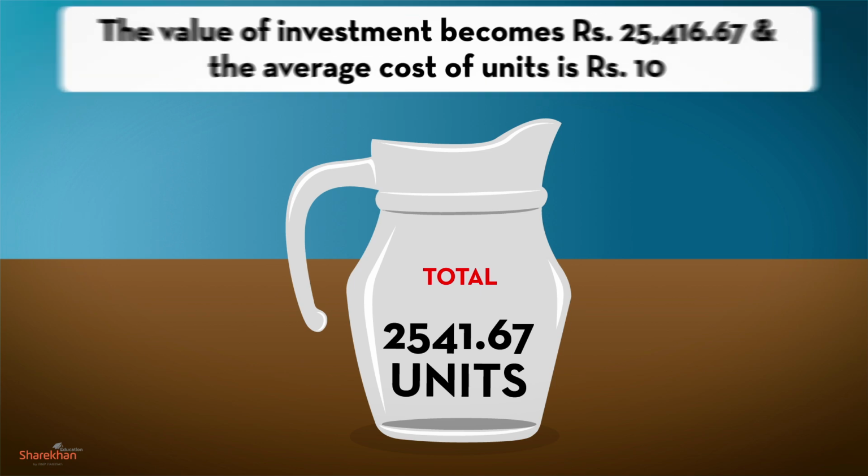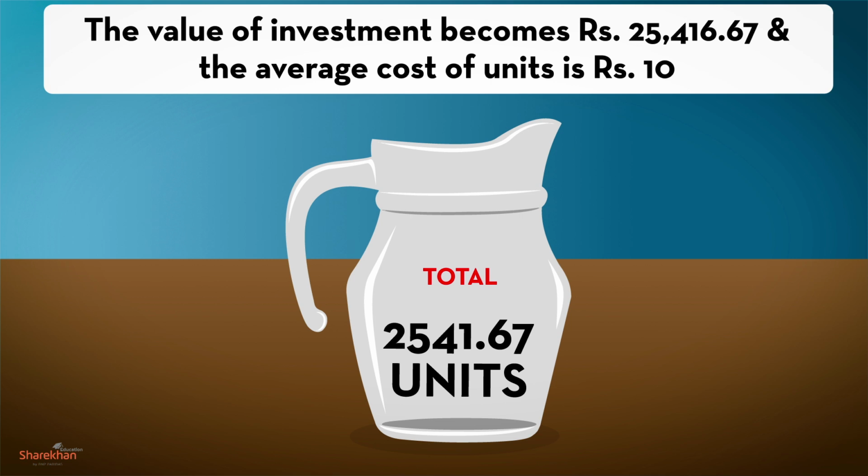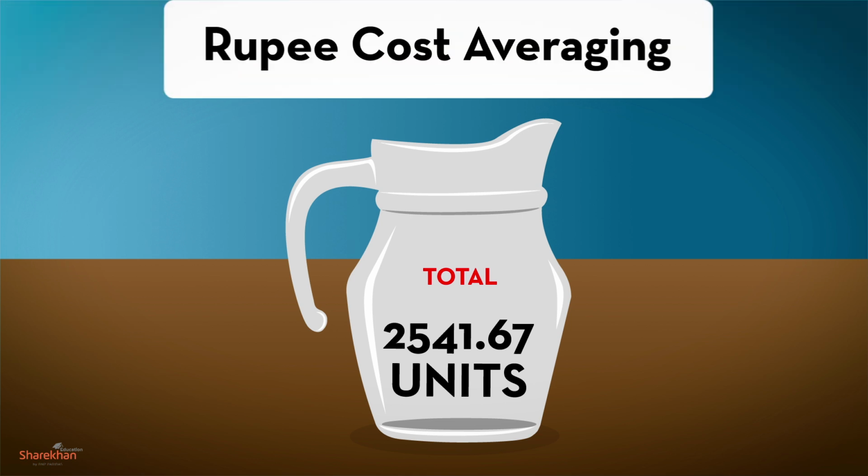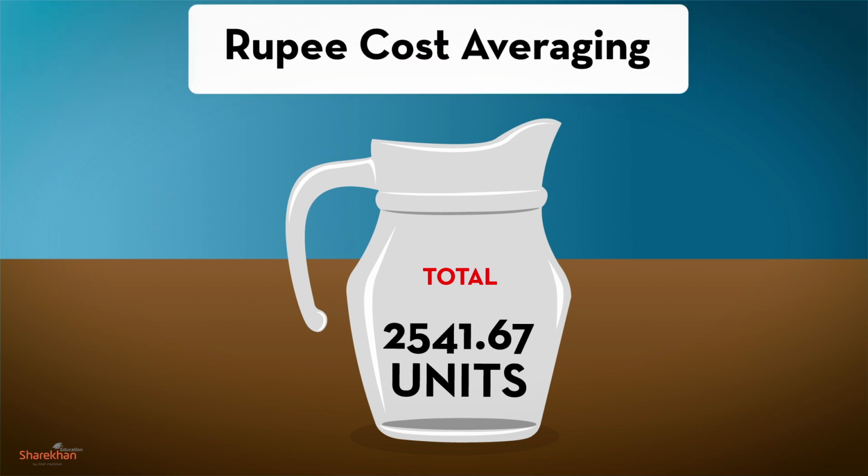The value of his investment would also be 25,416.67 rupees. So even if the NAV had ended up at the same value despite market ups and downs over time, Richie would still have made money, ending up with 25,416 rupees instead of 25,000 rupees. And that is broadly how rupee cost averaging works.